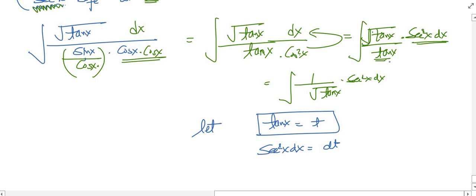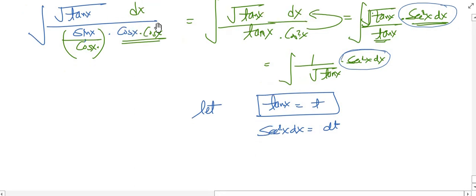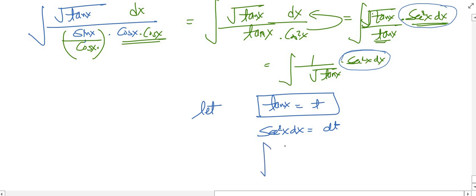Now this part is sorted. This is dt. Here this is dt. Sorry, this is dt and this is t. So I am ready to integrate now. Integration of 1 of root t into dt. This is root of t into dt. So this is integration of t raised to minus half dt. What is integration of this?